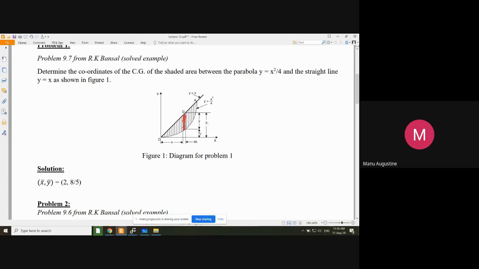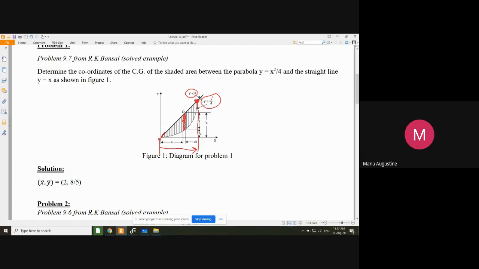And this strip of area has to be made to travel from this point to this point, this vertical line. So from here to here, this vertical strip will be traveled. So in order to find out the total distance of travel, you need the coordinate of this intersection point. So this is the formula for your parabola. This is the formula for your straight line.